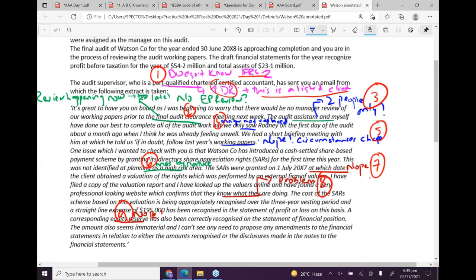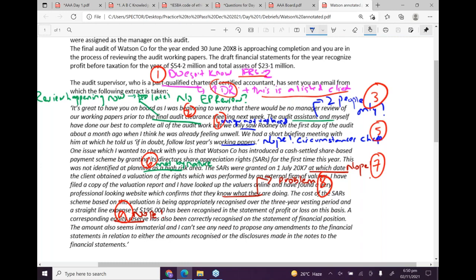Point number 4, she gave separate marks from point number 2. The fact that there was no manager who was replaced during the audit means there was no ongoing supervision. So Mr. Partner did not bother coming, and there was no manager when Rodney fell ill. He was not replaced at all. That's point number 4. If in doubt, follow last year's working papers. That's incorrect. Circumstances change, and therefore my audit approach could potentially change as well.